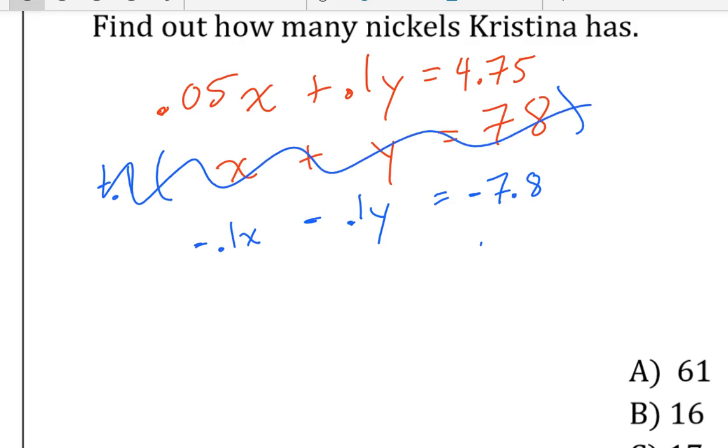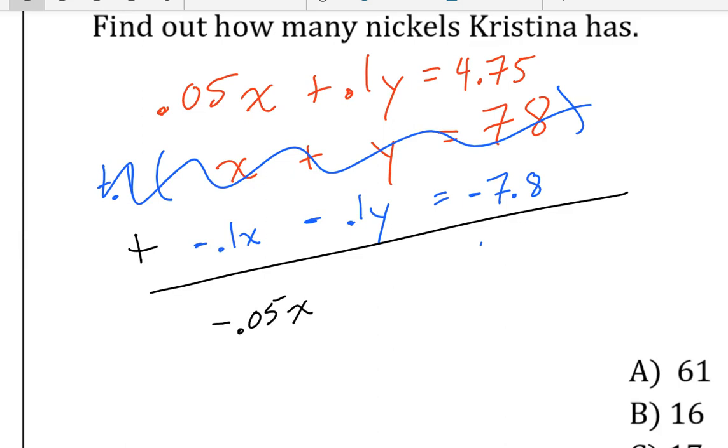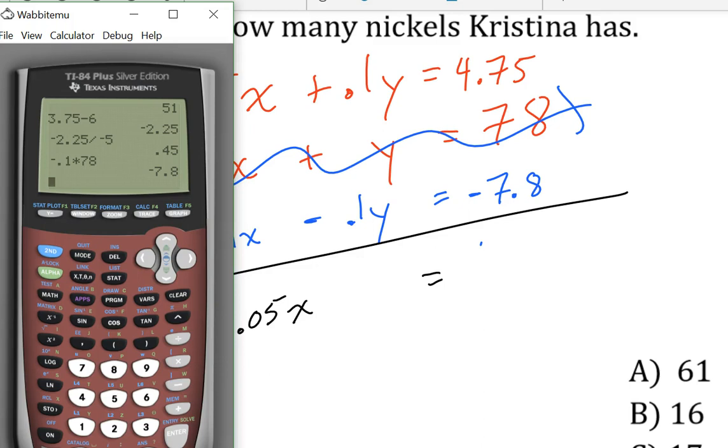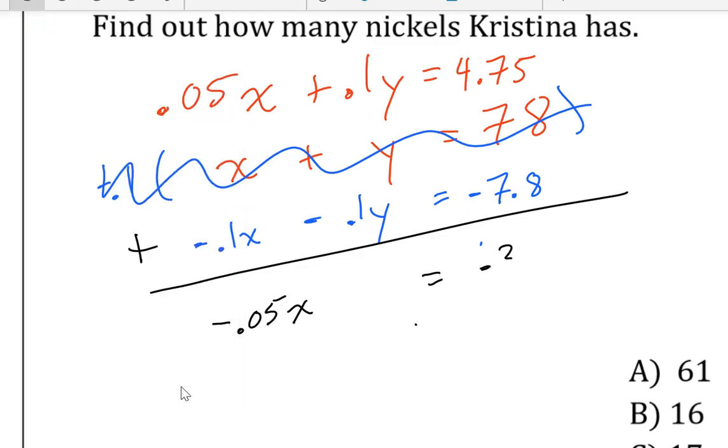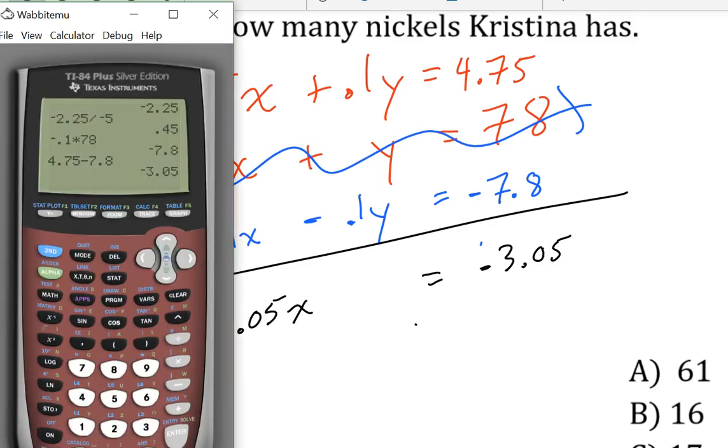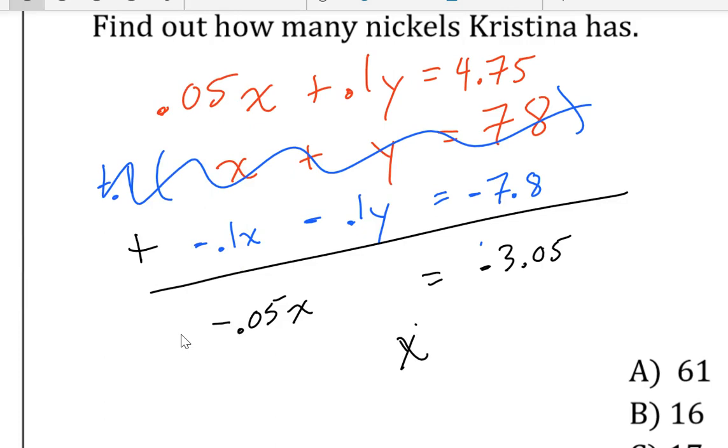All right, now if I'm going to go ahead and add these on down, so that gives me negative 0.05x. My y's cancel, and it's equal to 4.75 minus 7.8. So I get negative 3.05. And then dividing by negative 0.05, we get 61. So we have an answer of 61 nickels.